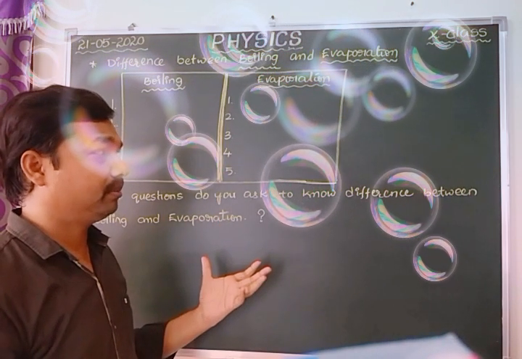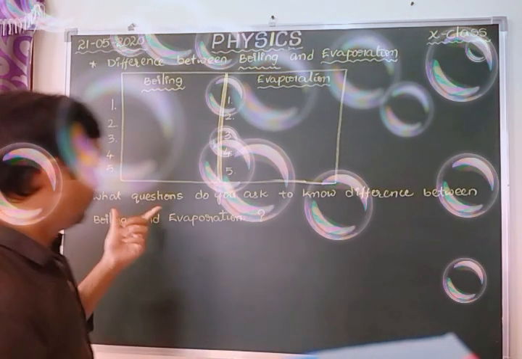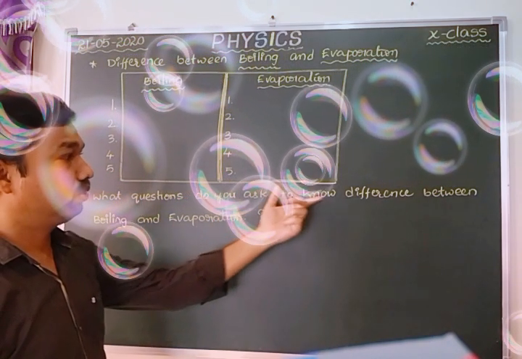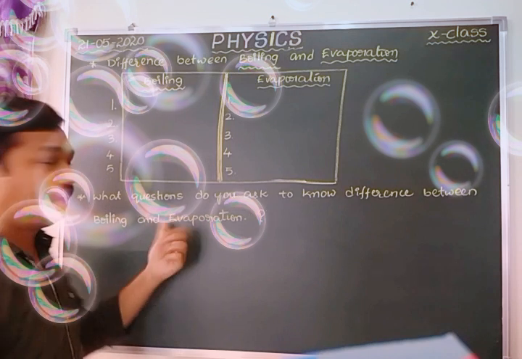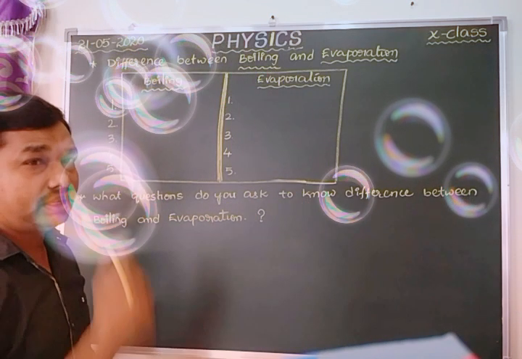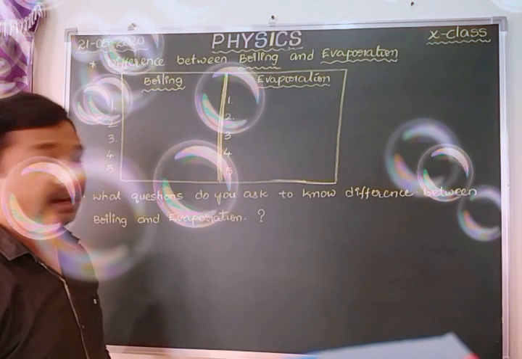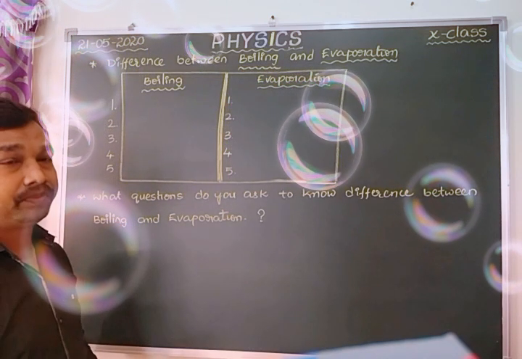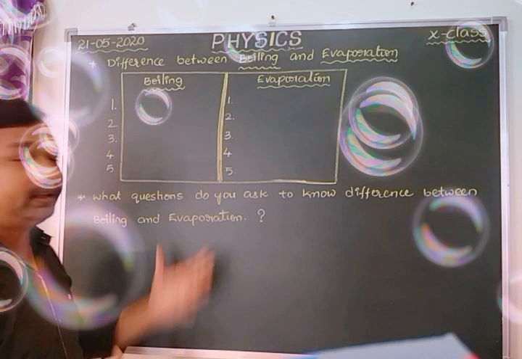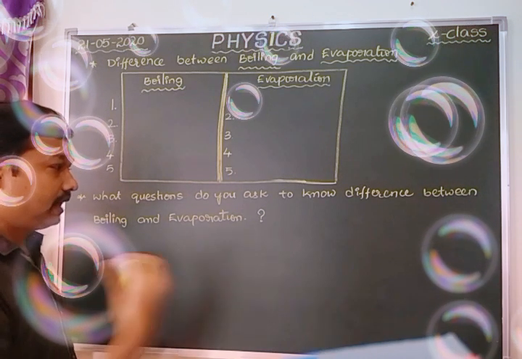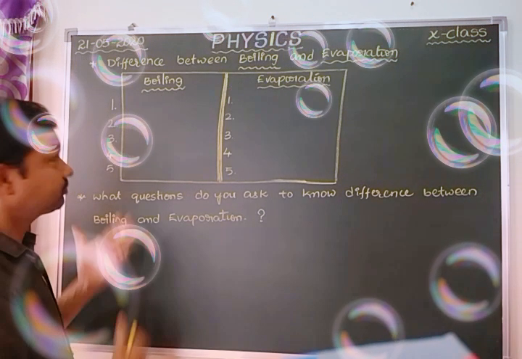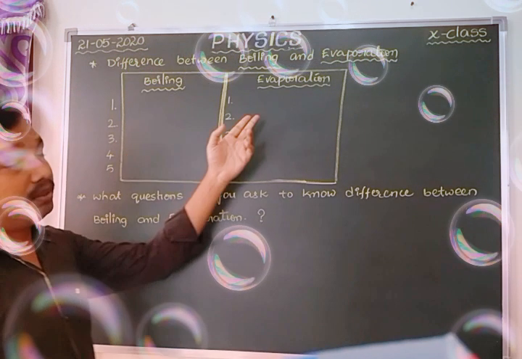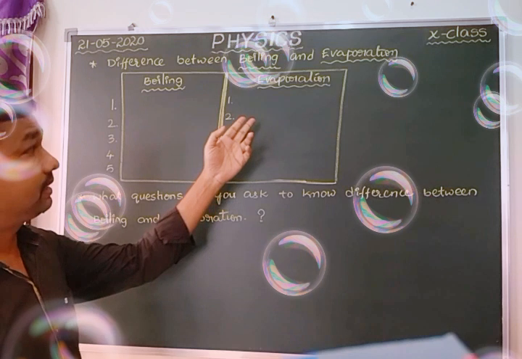In the same manner, here one more thing we can find. What questions can you ask to know the difference between boiling and evaporation? You can ask your friend different questions. First question, what is boiling and what is evaporation? Second question, at what temperature does boiling take place? At what temperature does evaporation take place?